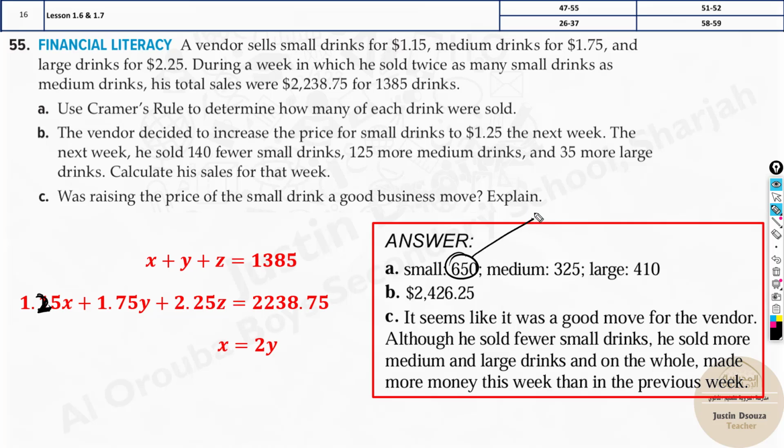It became less by 140. So this becomes 510 drinks in a week, not 650 anymore. But there was an increase in medium drinks. See, 125 more medium drinks, so it'll be 450 drinks. And lastly, 35 more large drinks. So this became more by 35. So it's 445. So this is all the answers we got.